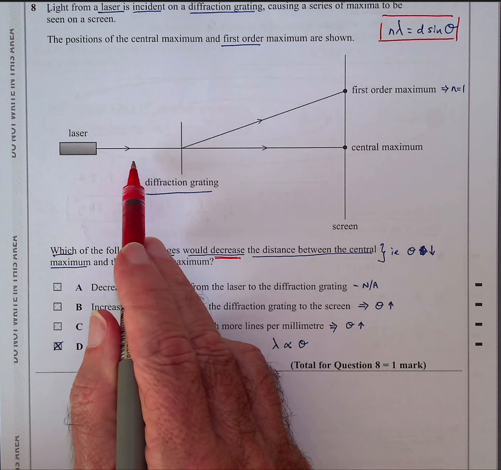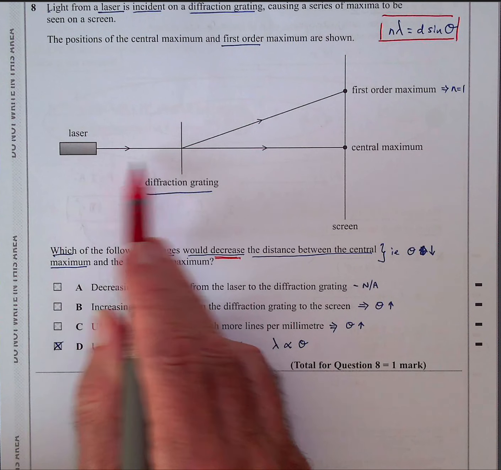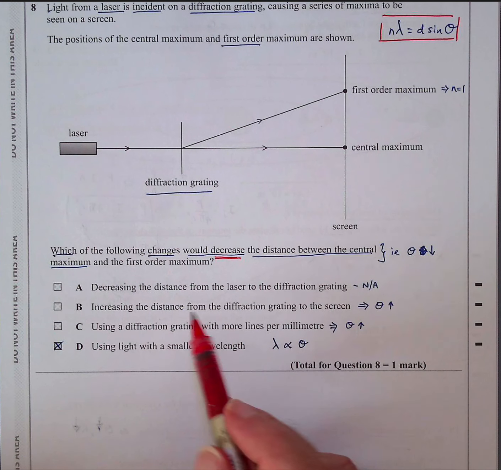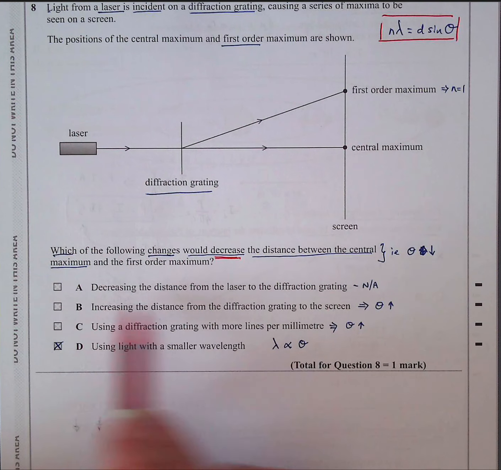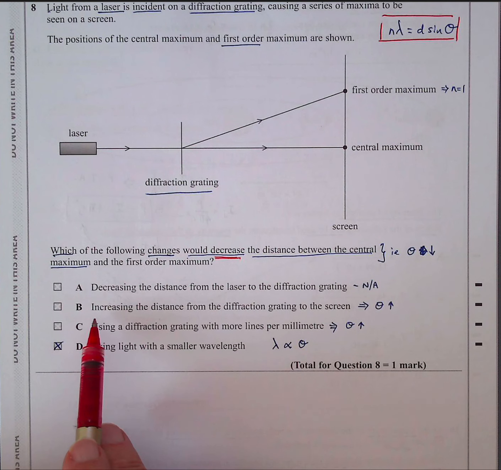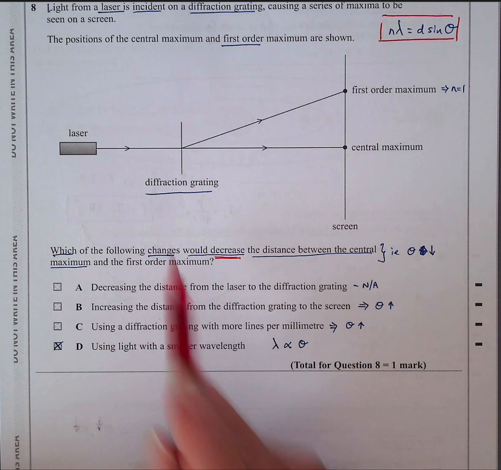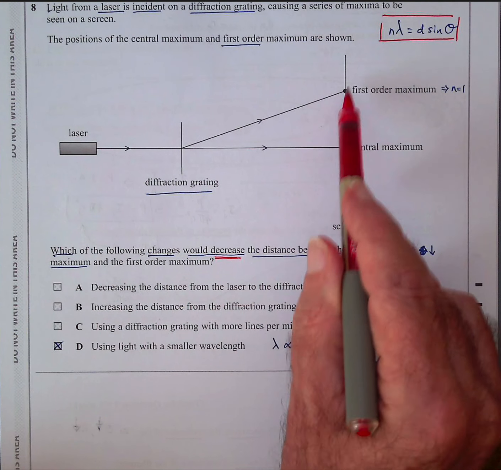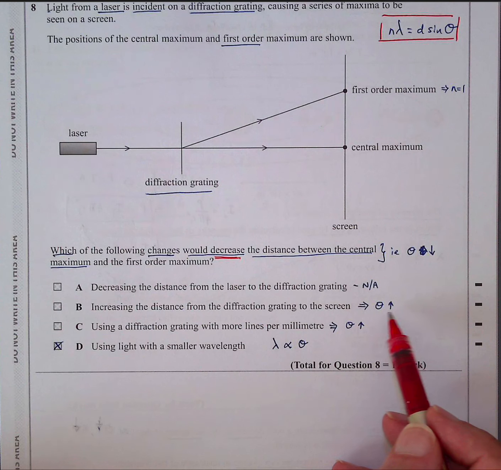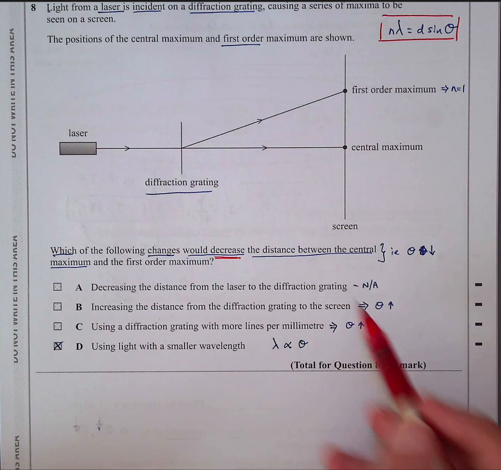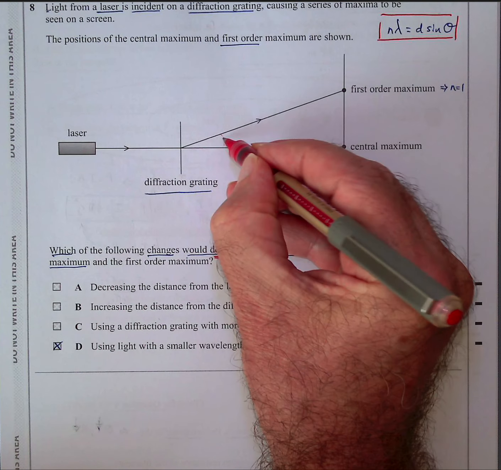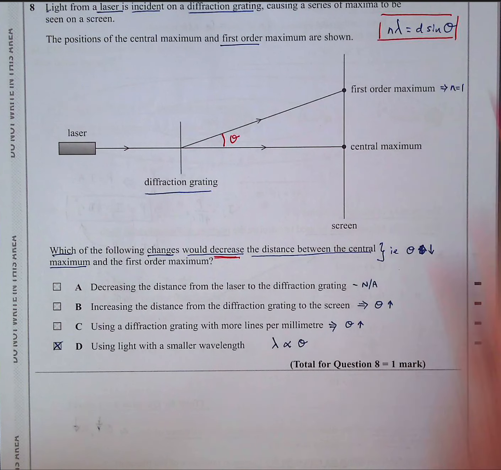For those of you whose English is not the first language, red herring just means it's just there to put you off the trail. It's nothing to do with it, not applicable at all. Part B says increase the distance from the diffraction grating to the screen. If you do that, they'll spread out more, not decrease. So theta will become bigger. Theta being this angle here, which you then use in the equation.